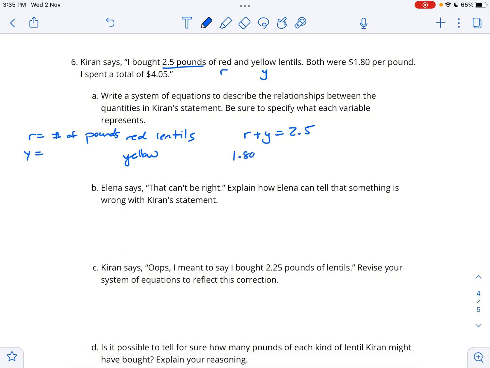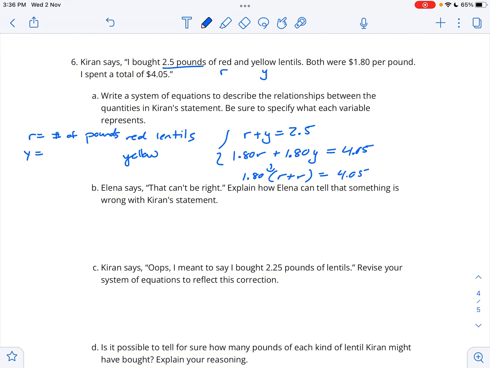So $1.80 times the pounds of red plus $1.80 times the pounds of yellow is going to be equal to 4.05. Okay? Or if you wanted to be a really clever mathematician, this would be your system. That second equation could have also been written as 1.80 times (r plus y) equals 4.05. Either one of those would have been acceptable.